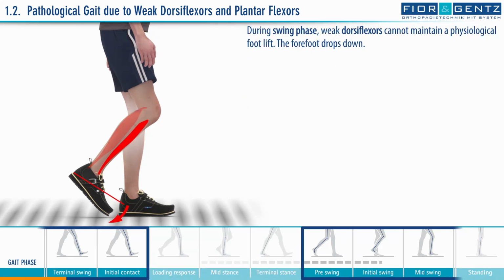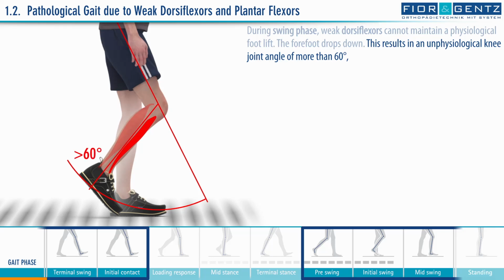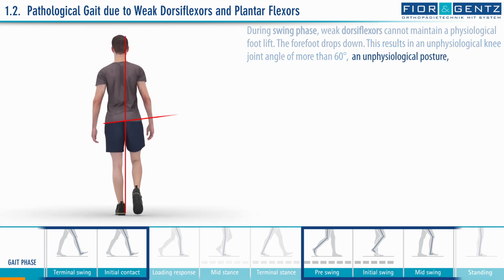During swing phase, weak dorsiflexors cannot maintain a physiological foot lift. The forefoot drops down. This results in an unphysiological knee joint angle of more than 60 degrees. An unphysiological posture. And a circumduction.